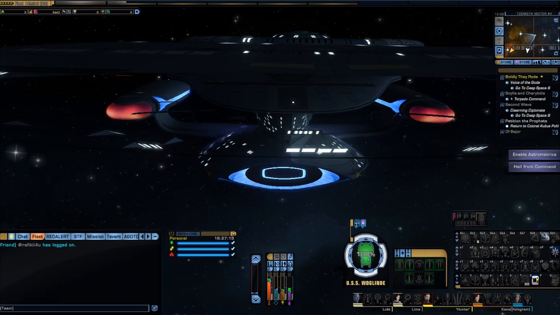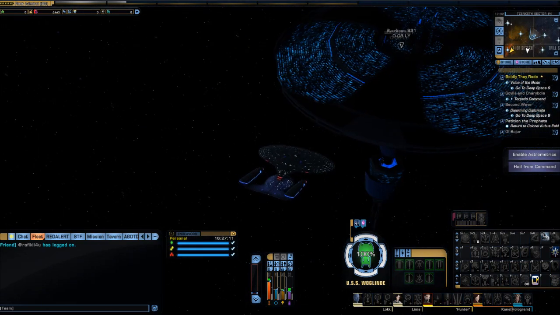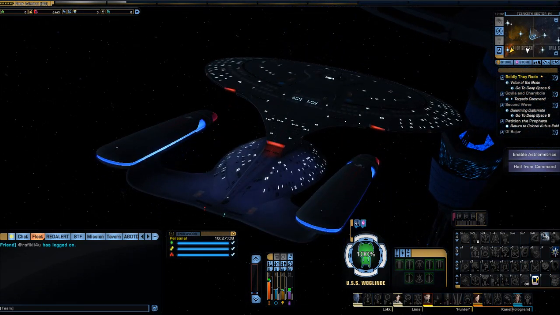So, the two big impulse engines on the saucer... Let me scroll around. Those two big impulse engines are basically warp engines. Like these two on the other side of the saucer, they're essentially warp sustainer engines. So you could shed the saucer at warp, and the saucer will just keep going at warp speed.